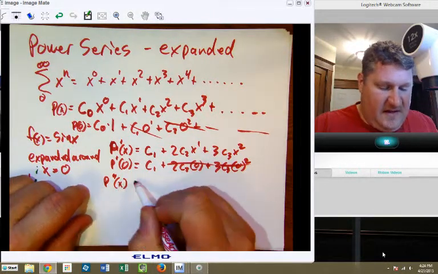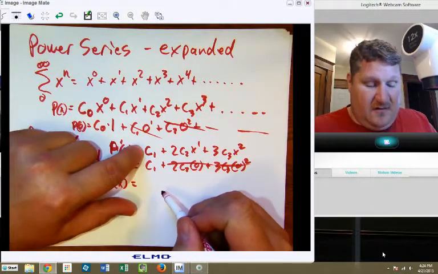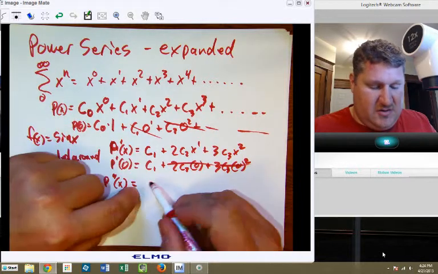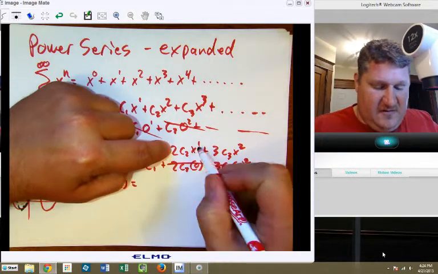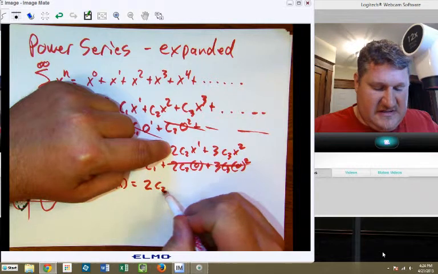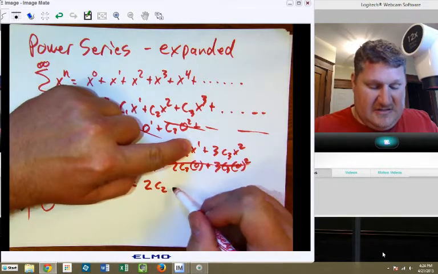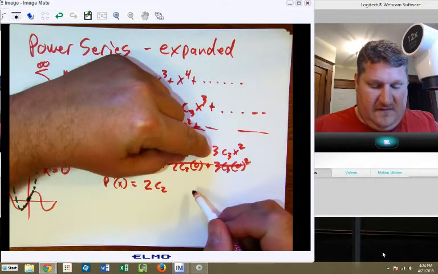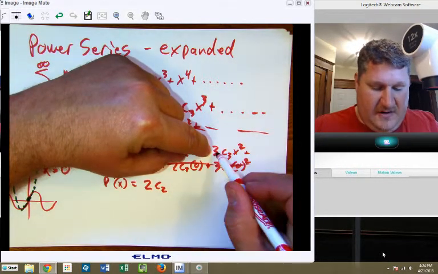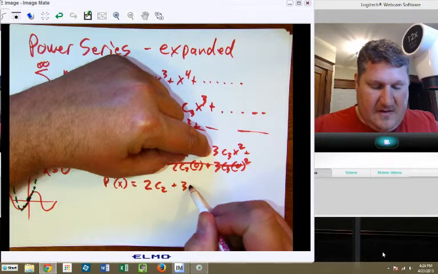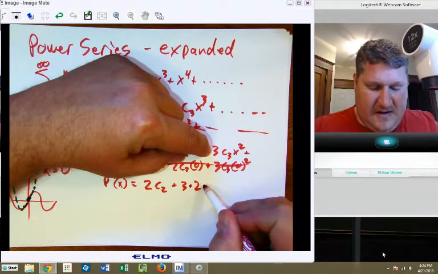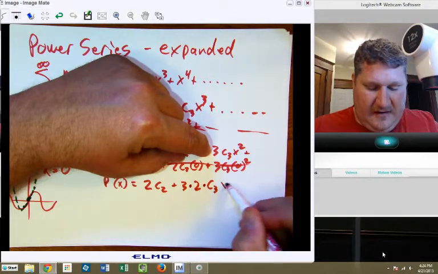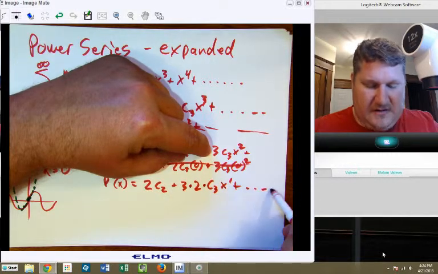P double prime of x, well, that's a constant now. So when I take the derivative of a constant, it goes away. This, I take the derivative, the 2 sticks around, the c2 sticks around, but this is now x to the 0 power, so it is gone. In this case, we have 3 was already here, times 2 comes down now. C3 x to the first plus and so on.